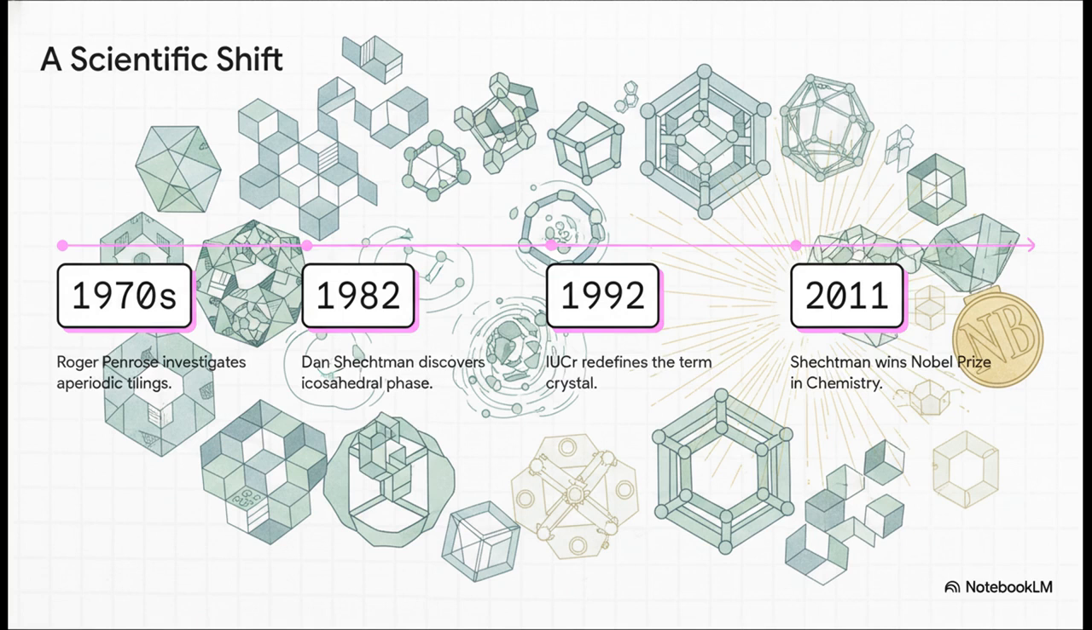By 1992, the evidence was so undeniable that it forced the International Union of Crystallography to literally rewrite the definition of what a crystal is. And this incredible journey ultimately earned Shechtman the 2011 Nobel Prize in Chemistry.